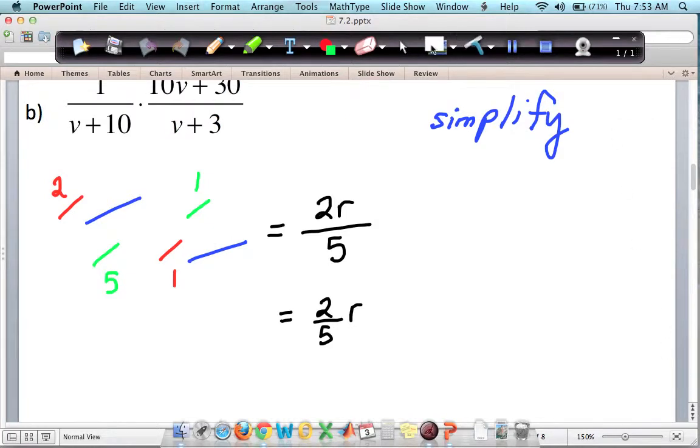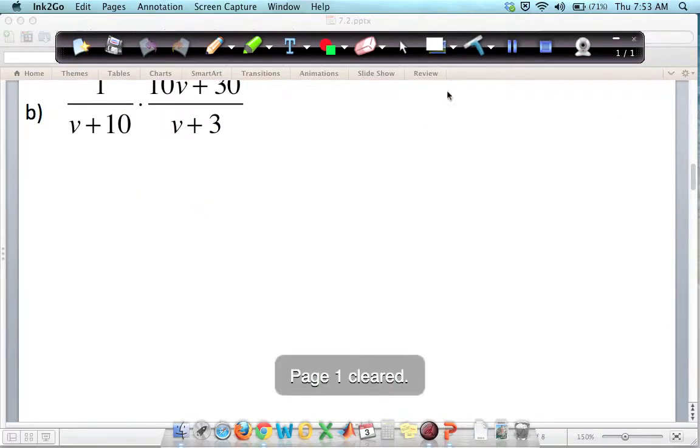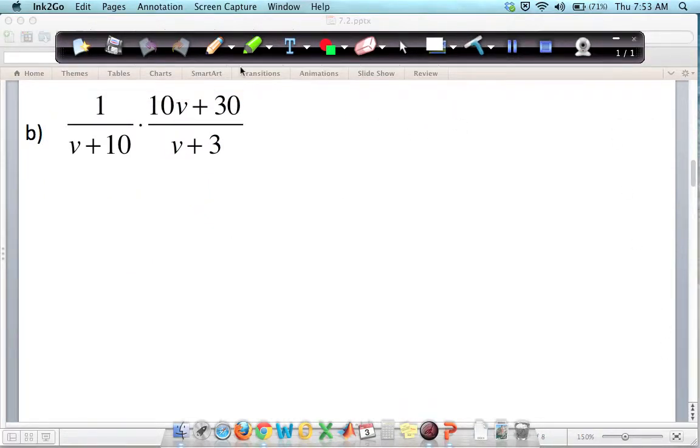Okay, so let's look at another example here. In this case, we actually need to simplify this numerator 10b plus 30 by pulling out the GCF of 10 first. So I'm going to rewrite the first fraction. And then over in the second one, in the numerator, we're going to pull out a 10. And this becomes v plus 3. And then rewrite this. Okay.